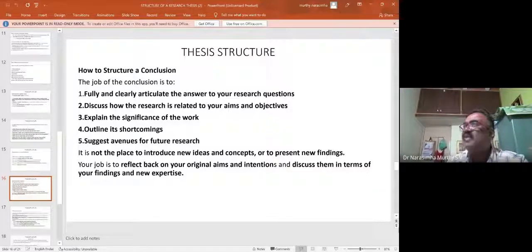See, we will not be able to provide a solution to everything. And that's not our intention also. We should talk about our limitations. When I say shortcomings, I mean limitations of the research. Sometimes, this we can find in the introduction itself, a kind of defensive mechanism. And the last, suggest avenues for future research. After doing all these things, as I was telling, you will come out with different ideas.